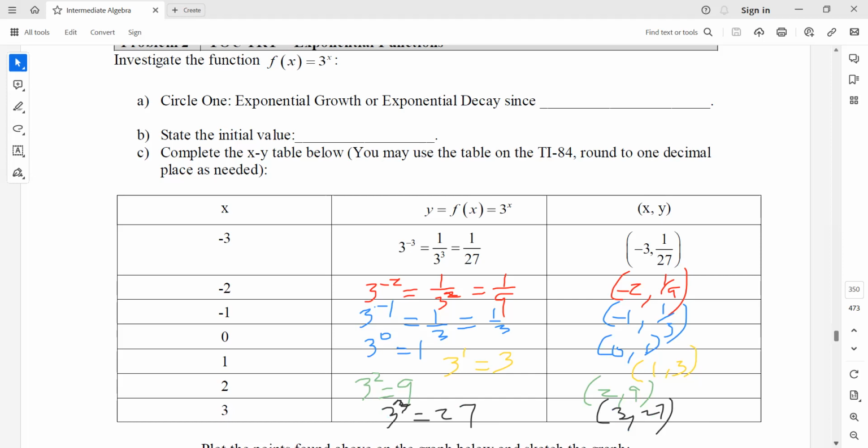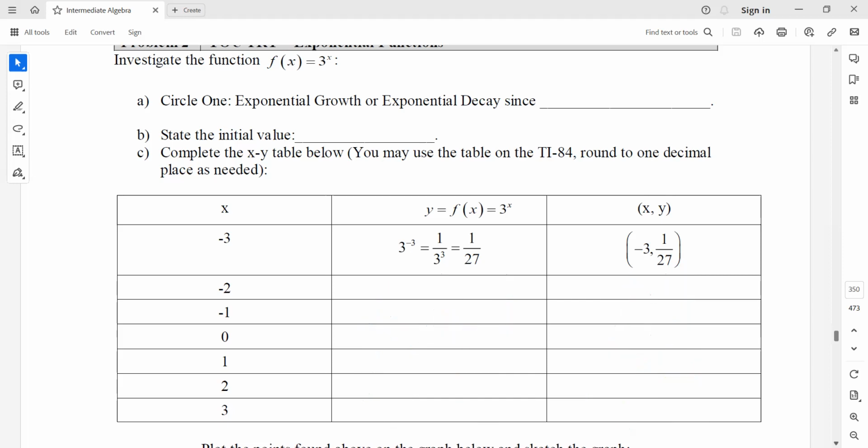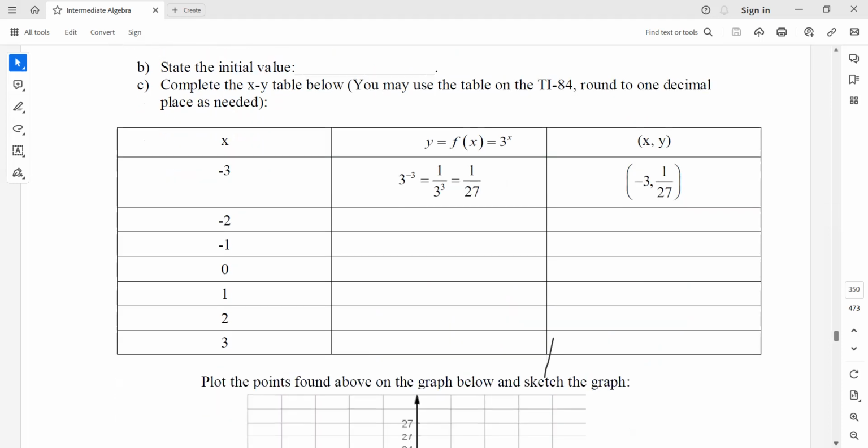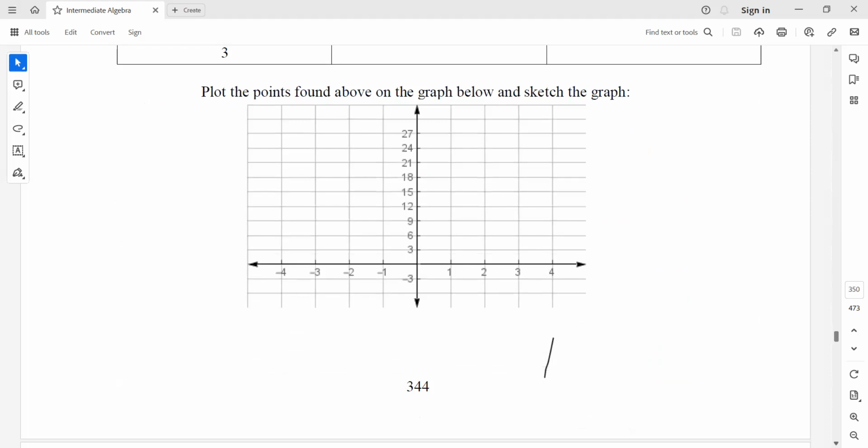And then, what about plotting the points for a graph? So you have all your values, right? So you try to draw the graph on that. And with this, you're going to get something like that.